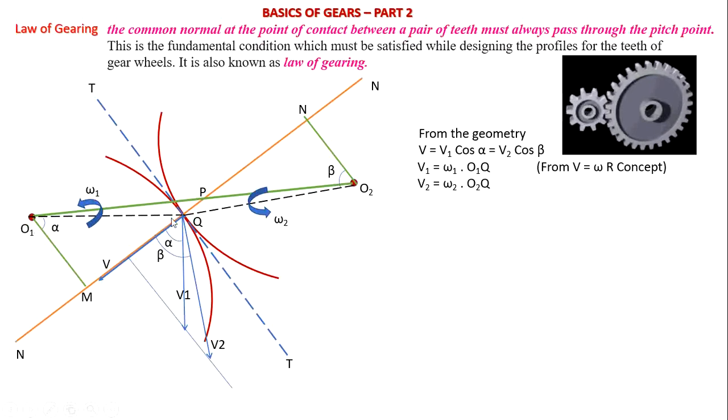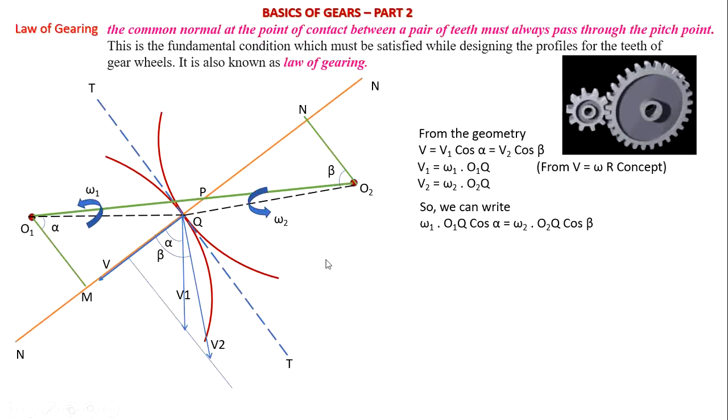Based on that concept, this is the perpendicular drop. So this is the V and this is the distance between the center and the point of contact. From here only velocity acts. Therefore V1 equals omega 1 into this distance O1Q, and similarly V2 equals omega 2 into O2Q. We can substitute V1 and V2 in this equation. Therefore omega 1 O1Q into cos alpha equals omega 2 O2Q into cos beta.